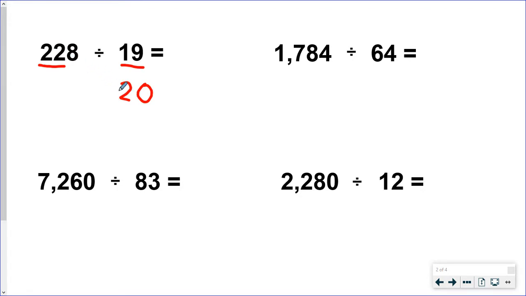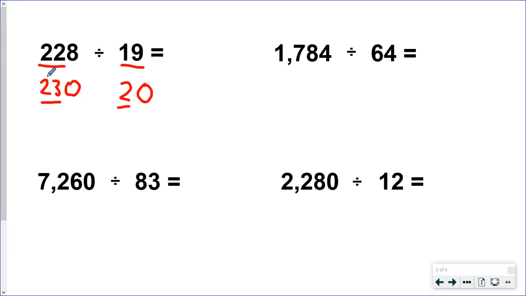Now this problem here is a little unique because you can round this a couple of different ways. If I take a look at this number, 228, and round it to the nearest tens place, this would be 230, okay? And if I take a look at this, Mr. Johnson, 2 does not go into 23 evenly. And you're right, it doesn't.